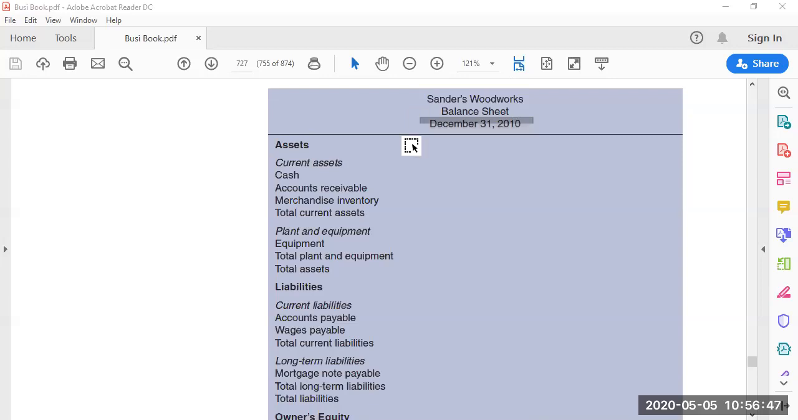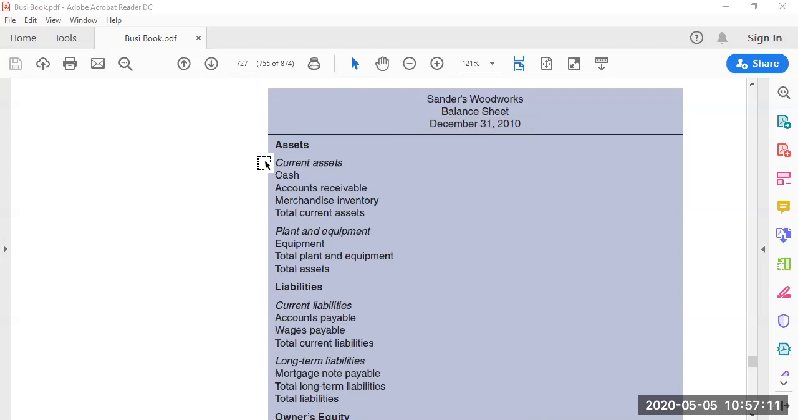Okay. Take a quick look at the construction of this balance sheet. We are talking about accounting now in this chapter. Accounting follows what are called generally accepted accounting principles. In the industry, we call them GAAP, G-A-A-P, generally accepted accounting principles.